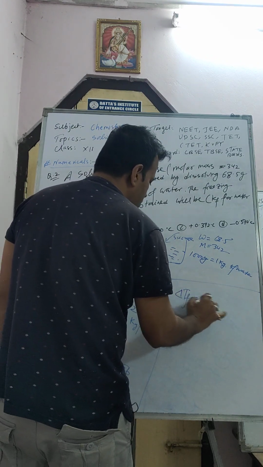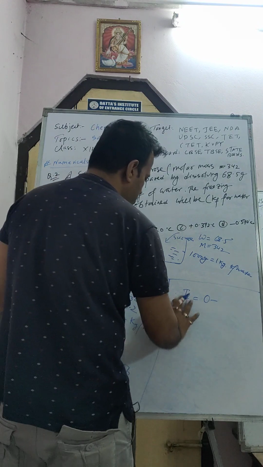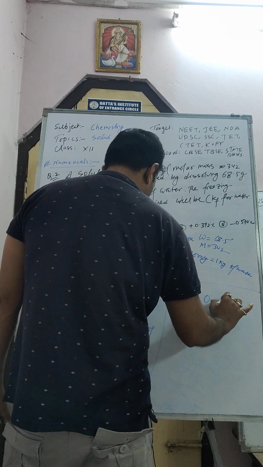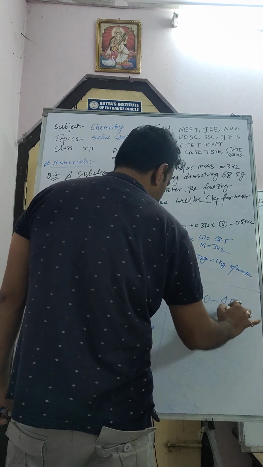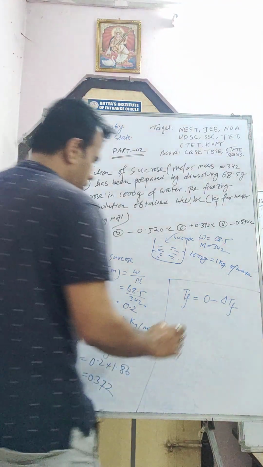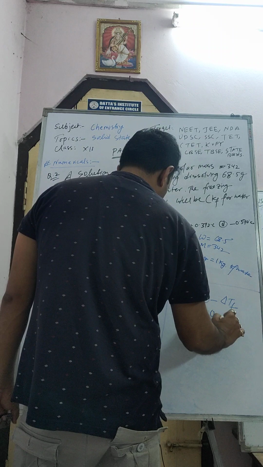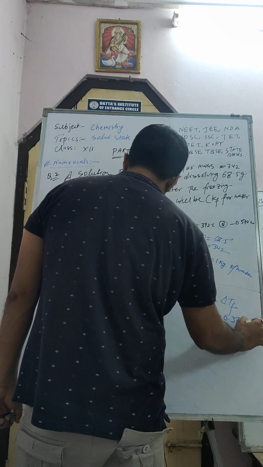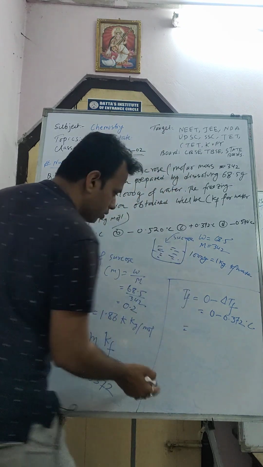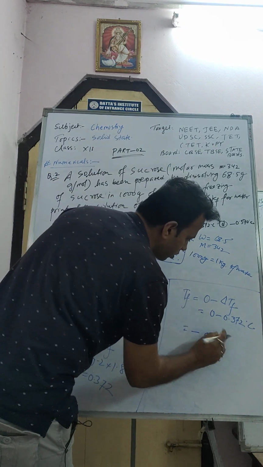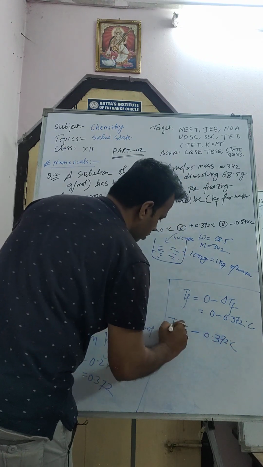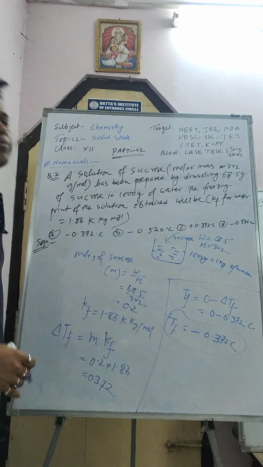Now the freezing point will be: del Tf equal to 0 minus Tf, so Tf equal to 0 minus del Tf. That is freezing point, 0 minus 0.372 degrees C. So it will be minus 0.372 degrees C. So Tf will be minus 0.372.